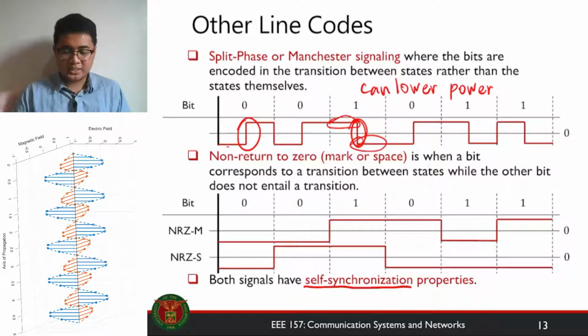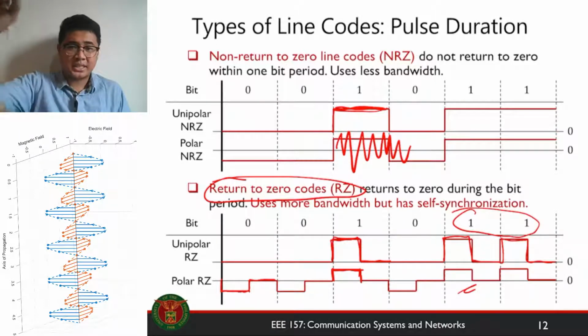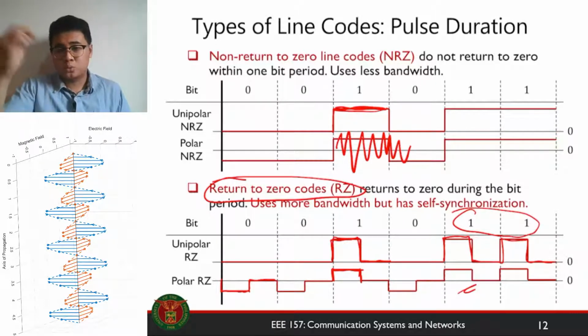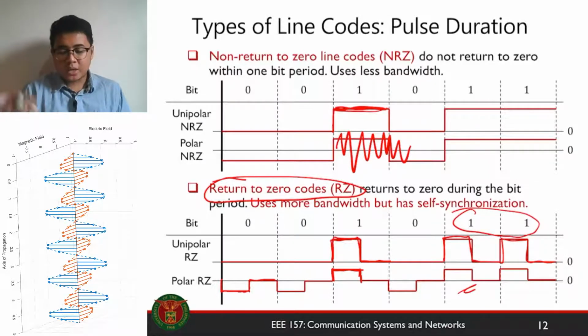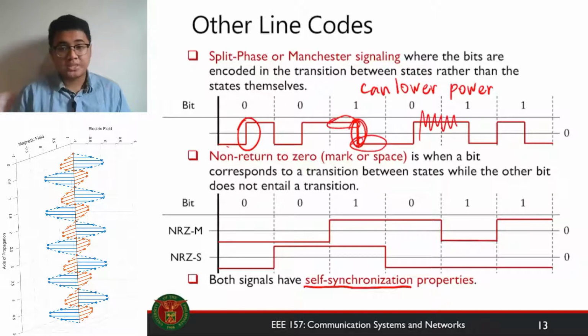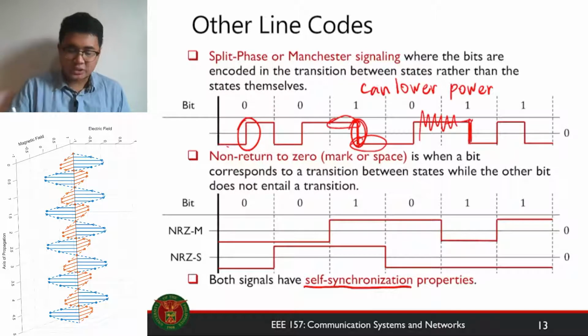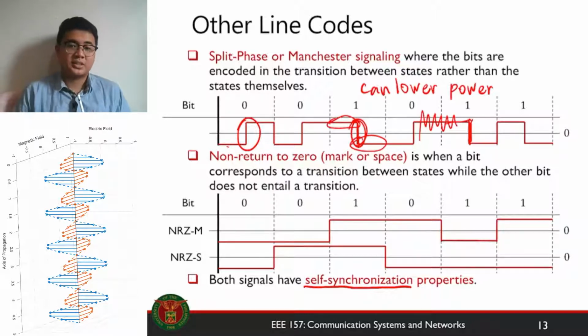As compared to this, when it's very noisy, then your bit could transition from the low state to the high state, and your receiver won't be able to keep track of what are the bits transmitted. But if you encode in the transition, even if this is very noisy, if you catch the transition, you will be able to decode your bits. Okay, so we can lower the power using split phase and Manchester signaling.